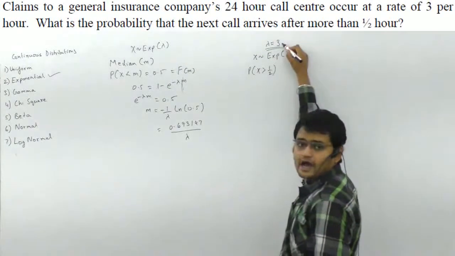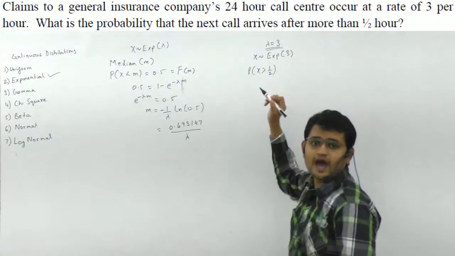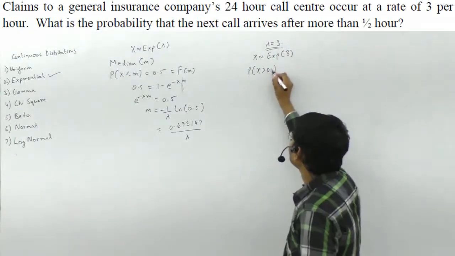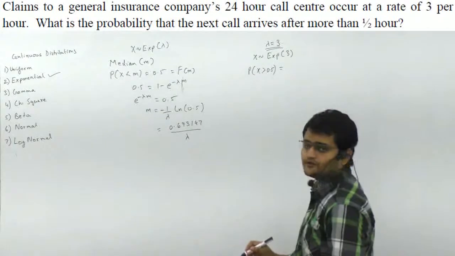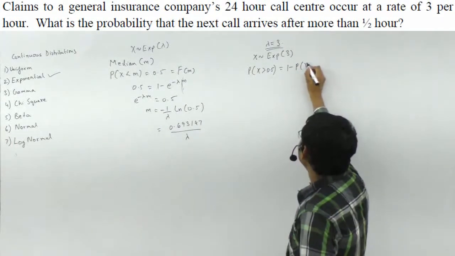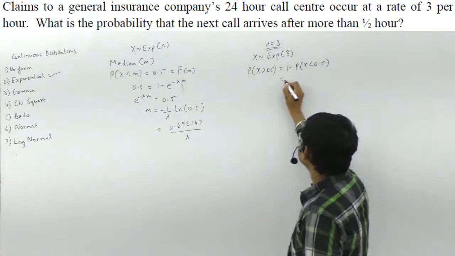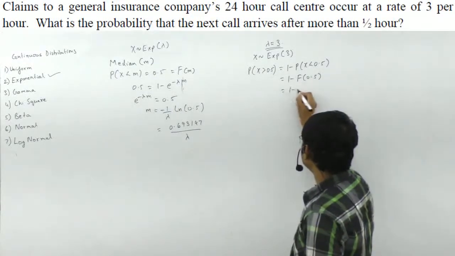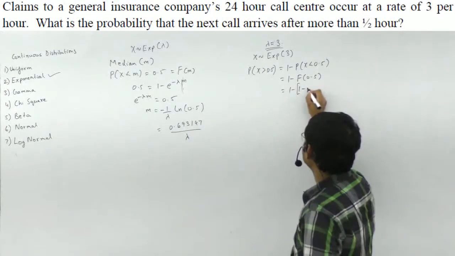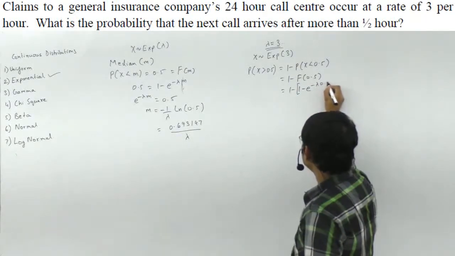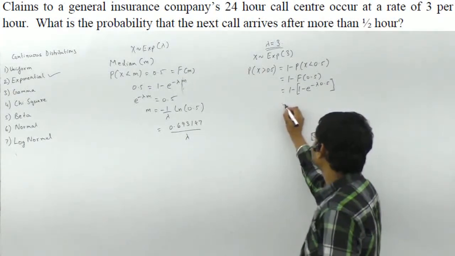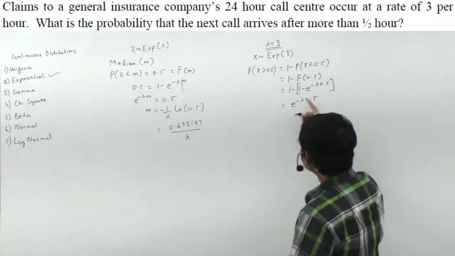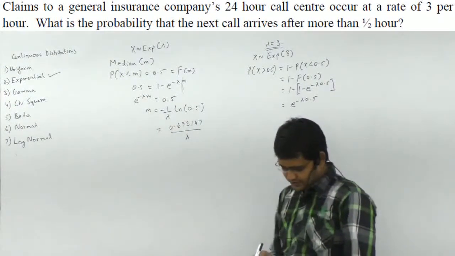Now the rate was per hour, so therefore my units of x are going to be in hours. So half, or you can just write 0.5. So probability x greater than 0.5, I can write as 1 minus probability x less than 0.5. That is nothing but 1 minus capital F of 0.5. Capital F is nothing but 1 minus e raised to minus lambda times 0.5, and that is going to give us e raised to minus lambda times 0.5. Lambda is 3, you can substitute here or you can substitute it directly in your answer.